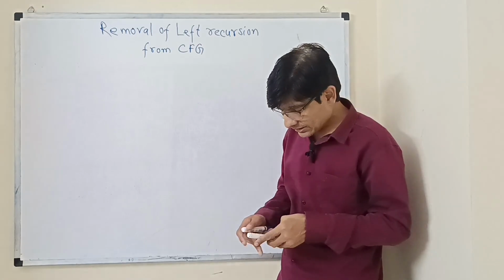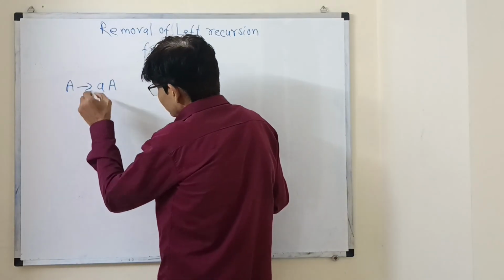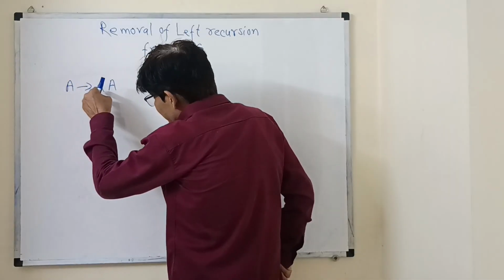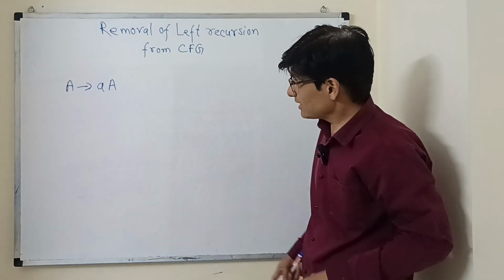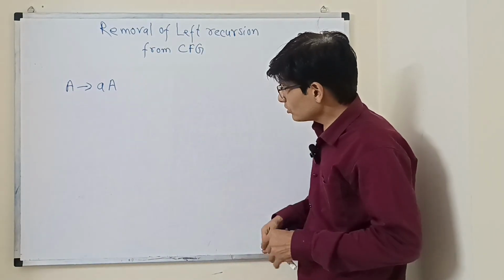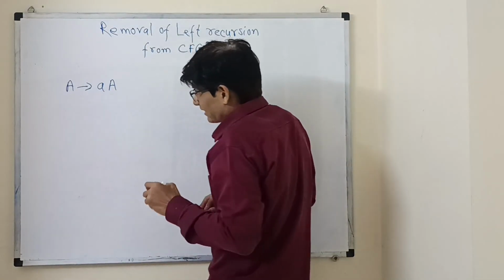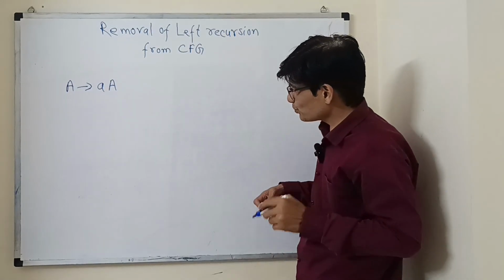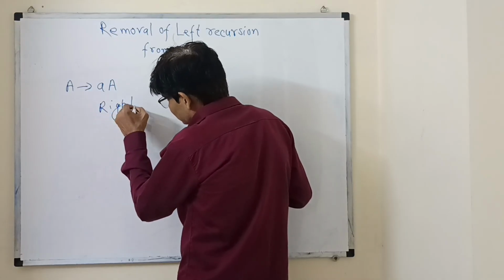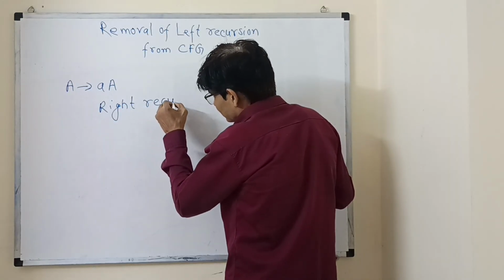Because suppose I take one example, A gives aA, that production we have used so many times. Now you can see here A gives small a, capital A. That means A is defining itself. So this is a recursive production. Now here you can see A is appearing in the right hand side at the rightmost position. So this is a right recursive production. Now what kind of recursion is there? It is a right recursive production.